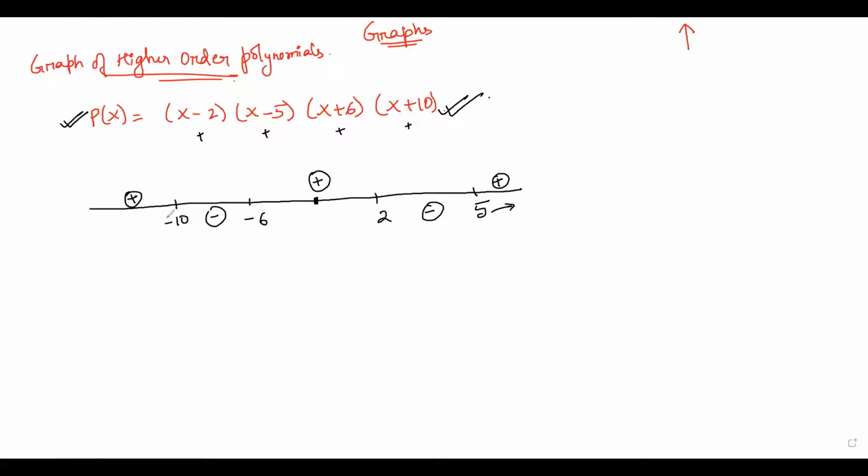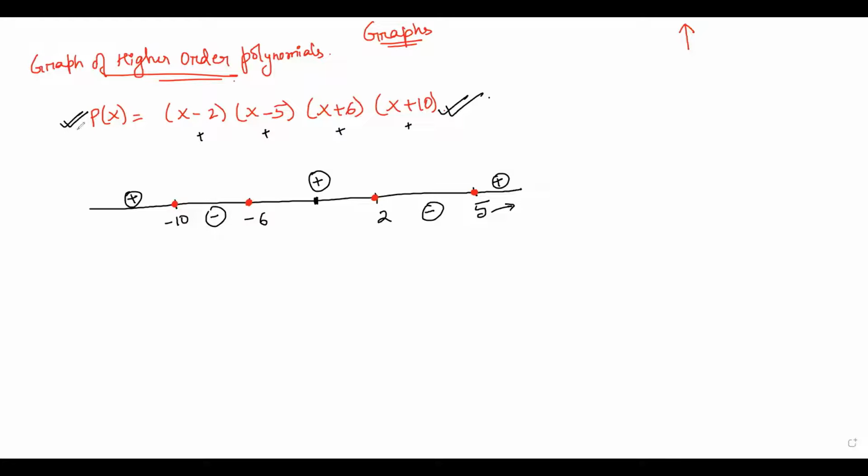So this polynomial attains positive values for x lesser than minus 10, for x between minus 6 to 2, and for x which is greater than 5. And it attains negative values between minus 10 to minus 6 and between 2 and 5. And at the critical points, that is at x equal to minus 10, at x equal to minus 6, at x equal to 2, and at x equal to 5, this polynomial attains a value of 0.